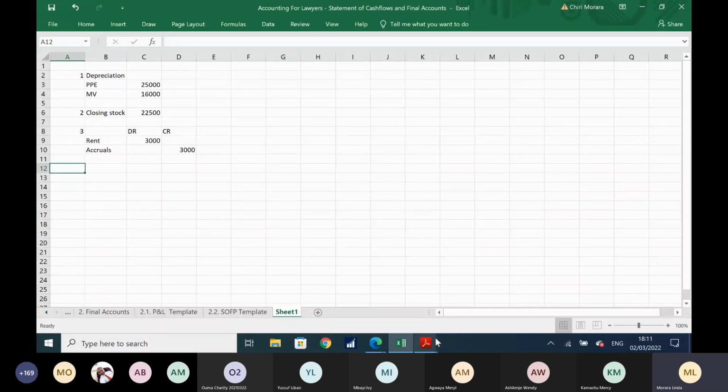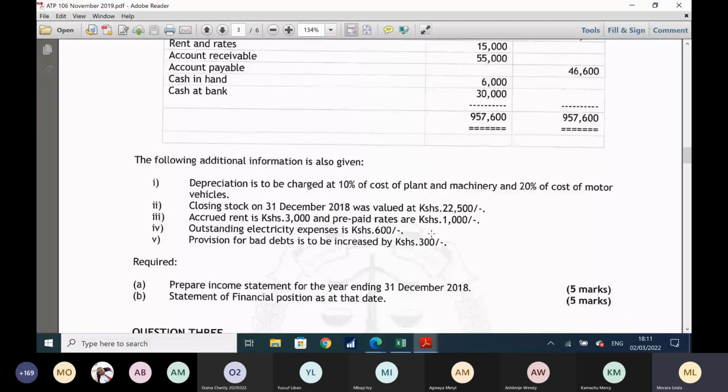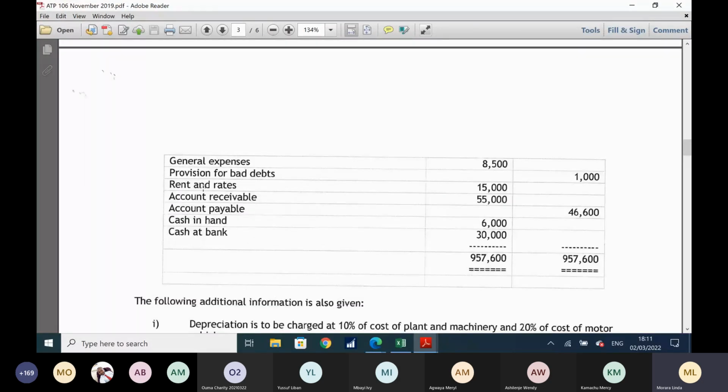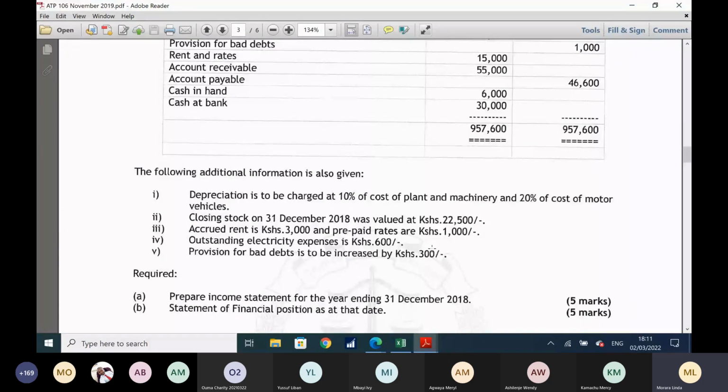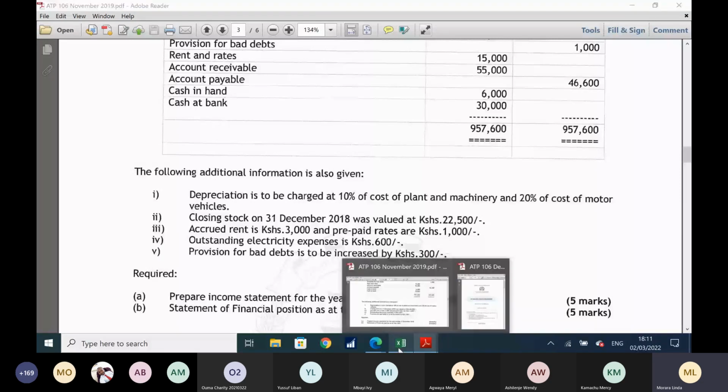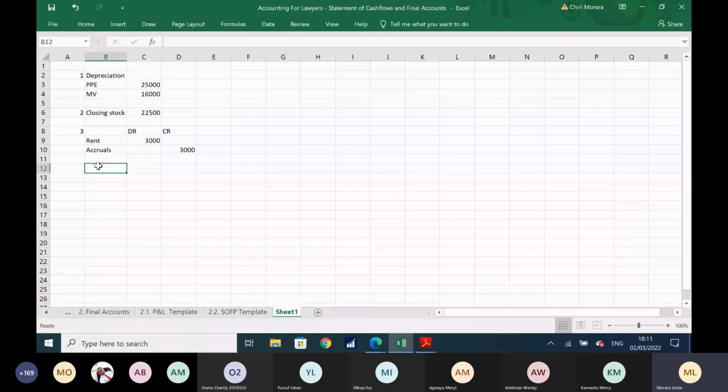There should be a second thing. You're also being told that prepaid rates are at 1,000 bob. So you've already been given your rent and rates here, 15,000. But then you're being told that of that 15,000, 1,000 is prepaid, right? So you're taking your 1,000 shillings there as prepayments, which is 1,000 bob. And then I think it's rates. You're crediting the expense for rates because that means your expense should be less by 1,000, which is a prepayment because it relates to the subsequent year.